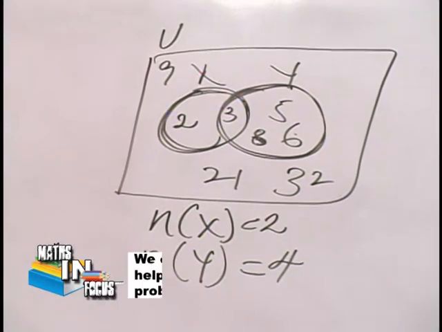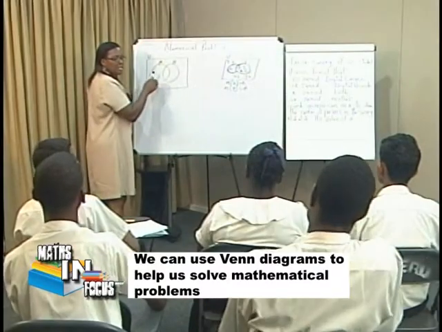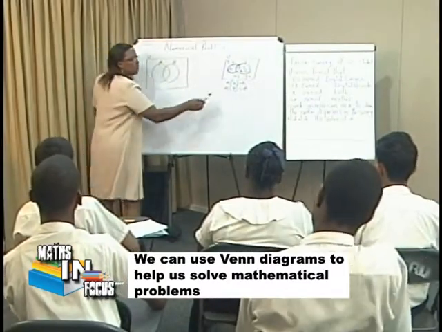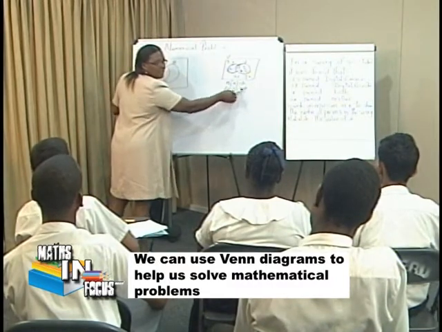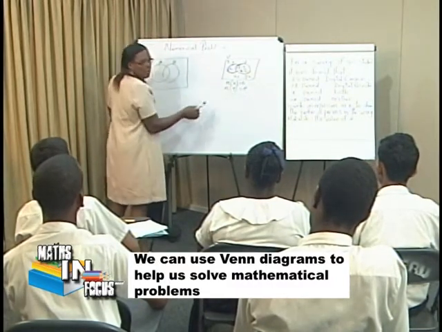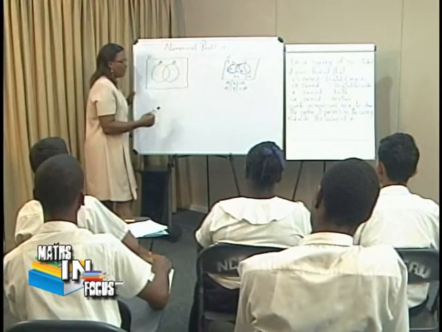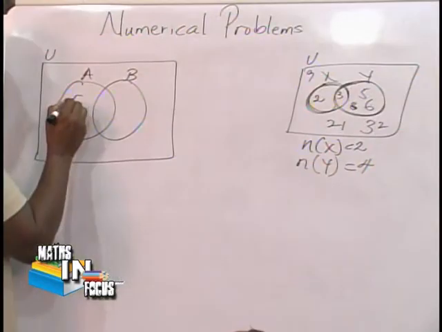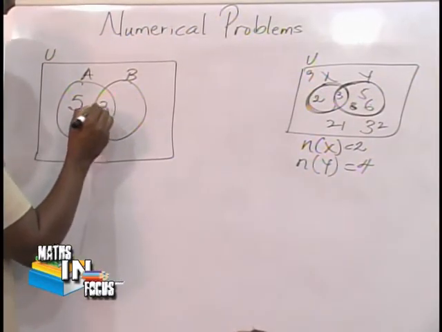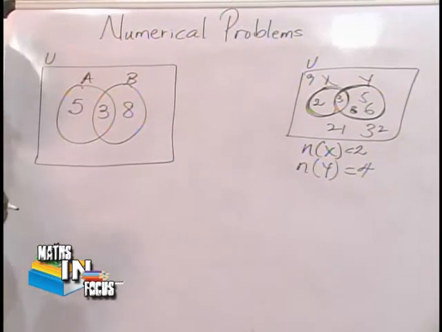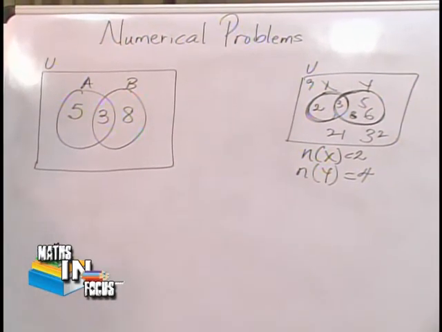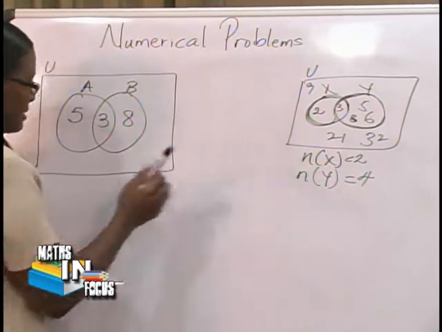Good. Now when I insert the numbers in here, those numbers would be the cardinal numbers of the set. We call these the cardinal numbers. How many elements are in them? So let us say we have 5 here, 3 there, and 8 here. So we rewrite like this.